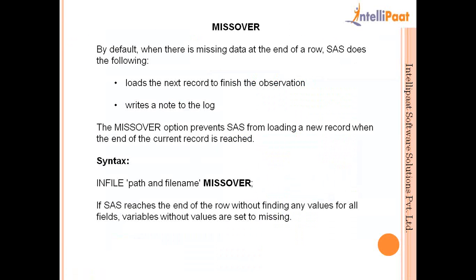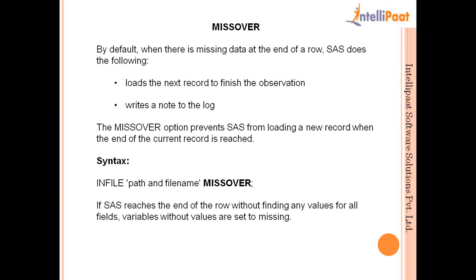Although here the reason was that it was formatted data, so it didn't accept any value. But by default, when there is missing data at the end of the row, suppose you didn't have data in the last column, it would load the next record to finish the observation or write a note to the log. So the MISSOVER option prevents SAS from loading a new record when the end of the current record is reached.